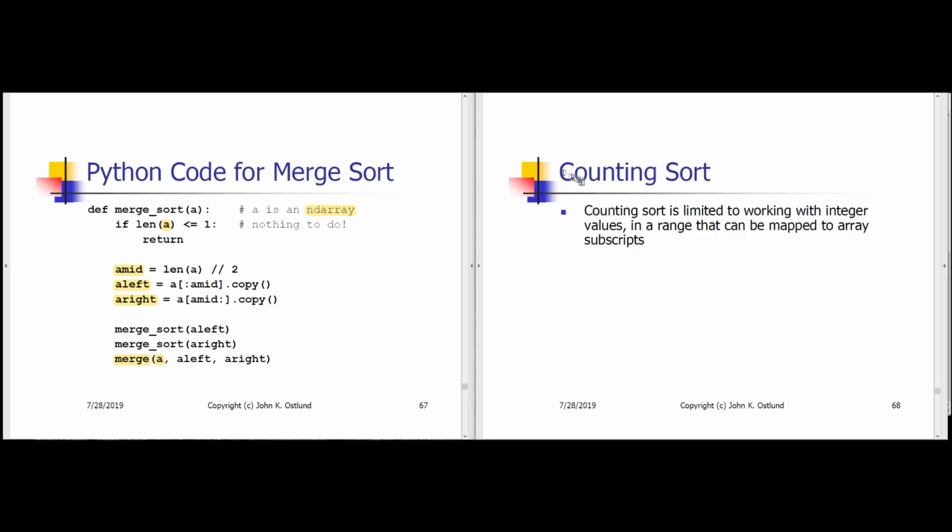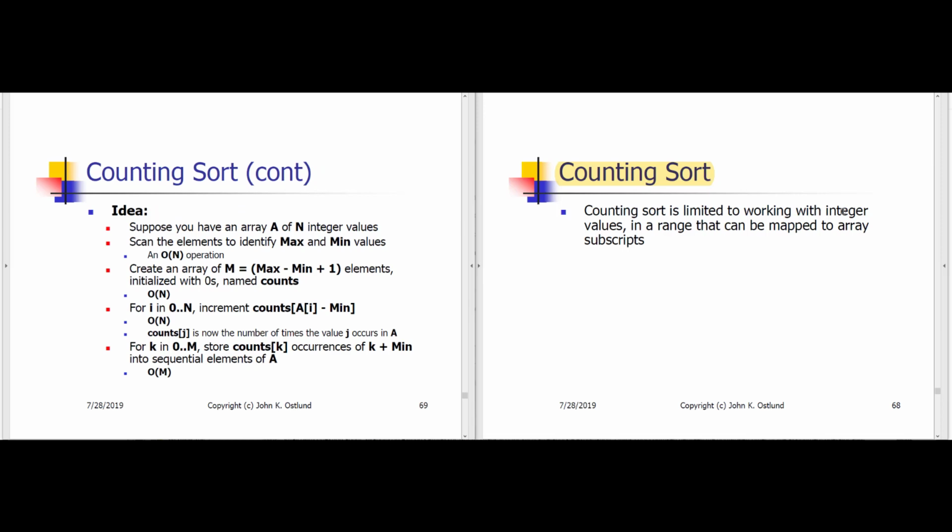The last sorting algorithm we're going to look at is something called counting sort. Counting sort is limited to working with arrays of integer values, where those integer values can be treated as subscripts within an array. But within this limited domain, counting sort is extremely fast. So here's the basic idea. Let's suppose that we have some array of n integer values. What we're going to do is look for the maximum and minimum values within that array. This is, as we know, an order n operation. We just scan through and look for the minimum and maximum within A.